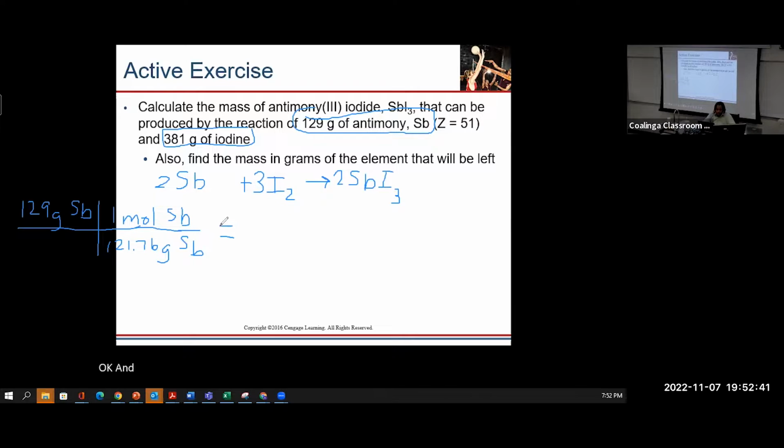Okay, that's going to equal... okay, the iodine, 381 grams. What is the molar mass of iodine? It's 1 times 2.